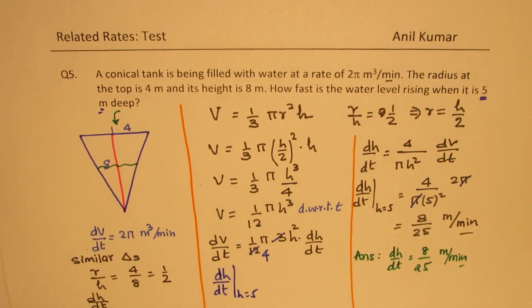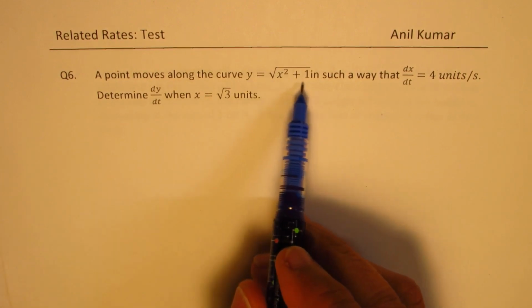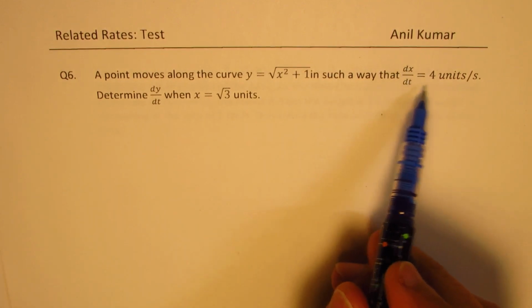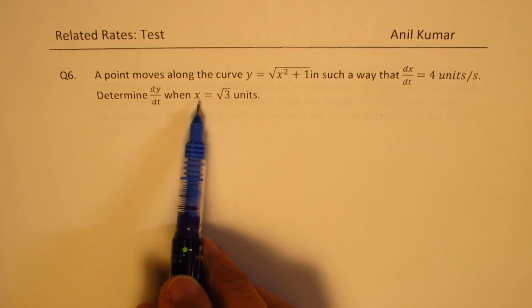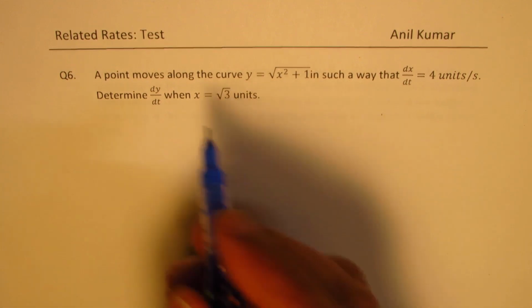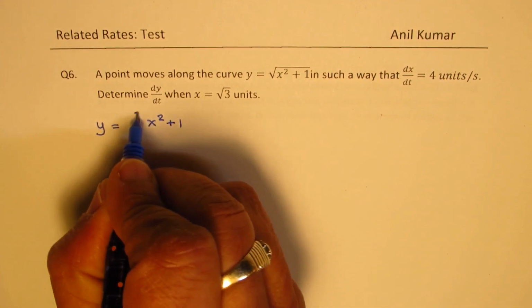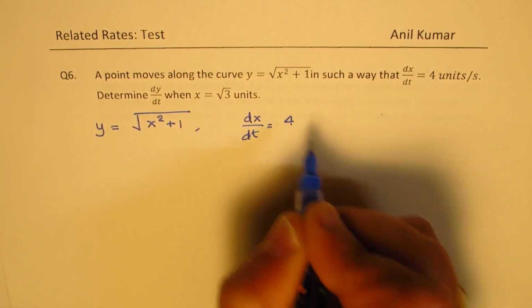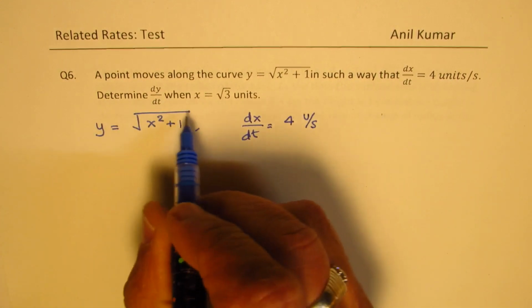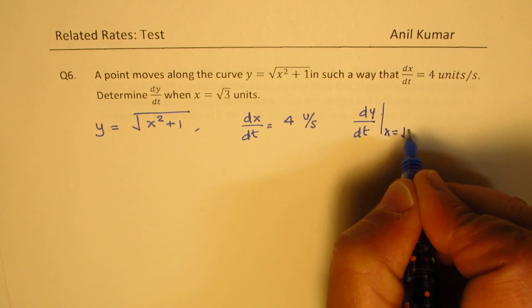Now let's take up the next question, which is question number 6. A point moves along a curve y equals square root of x² plus 1 in such a way that dx/dt is 4 units per second. Determine dy/dt when x is square root 3 units. We are given y equals square root of x² plus 1, dx/dt is 4 units per second, and we need to find dy/dt when x equals square root of 3.